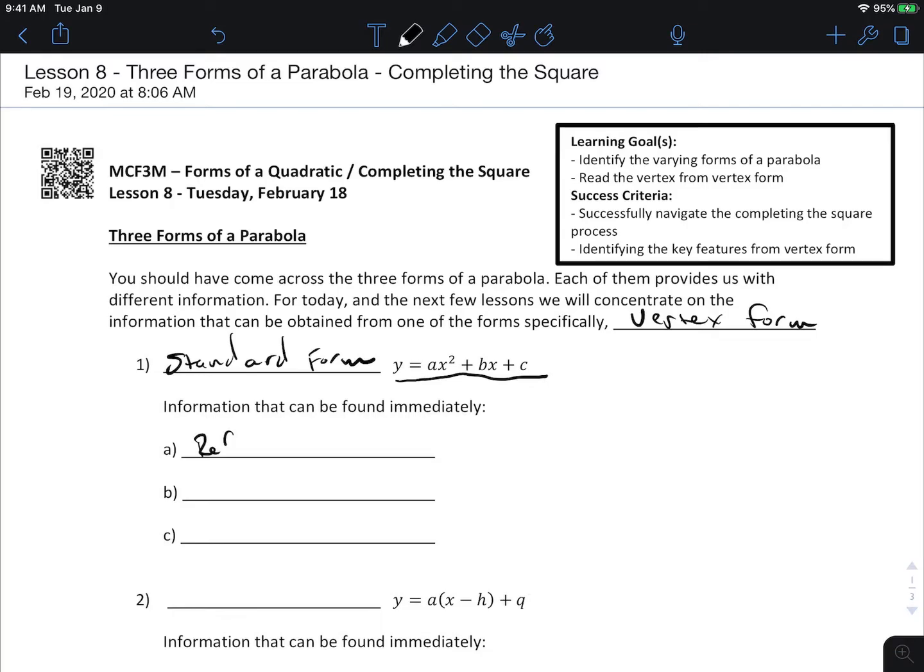So reflections, is A negative? And then you can also see, based on the A value, is there a stretch or compression? And then the last one is what's known as, does anybody know what the last piece of information we could find from this is?